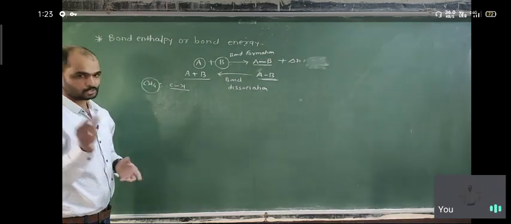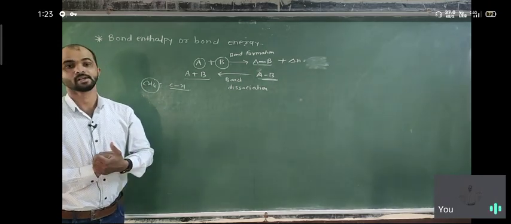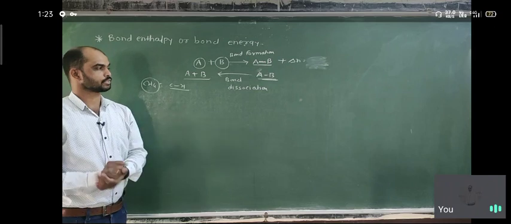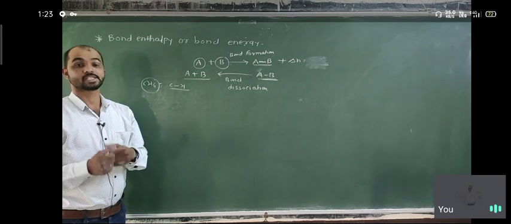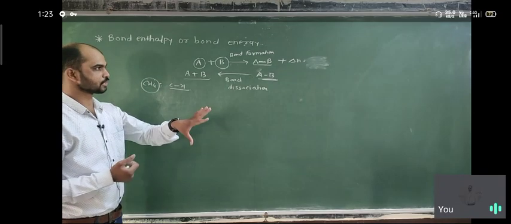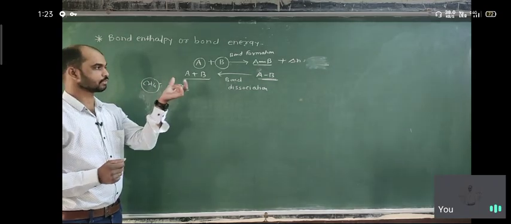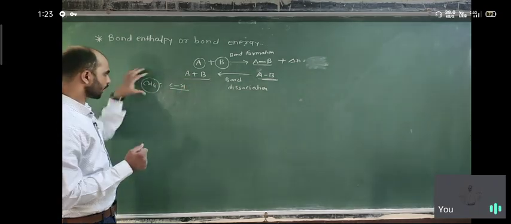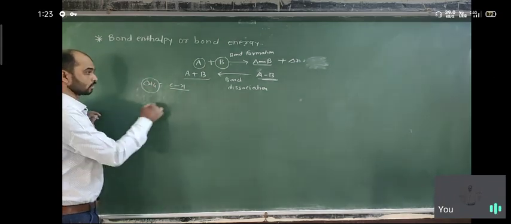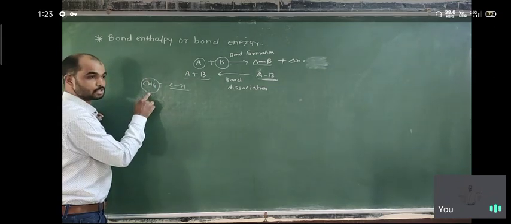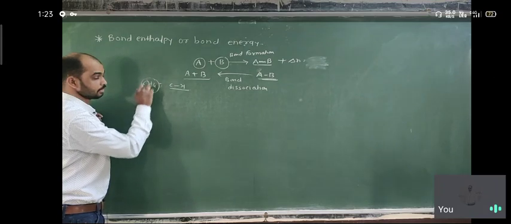In your notes I have provided the list of bonds with their bond energies: how much energy is required to break bonds, and how much is released when a bond is formed. For the same simple type of bond, the bond formation and bond breaking energies are always the same. But for a polyatomic molecule like CH4, the overall bond energy is different, so we take the average of all the bonds.